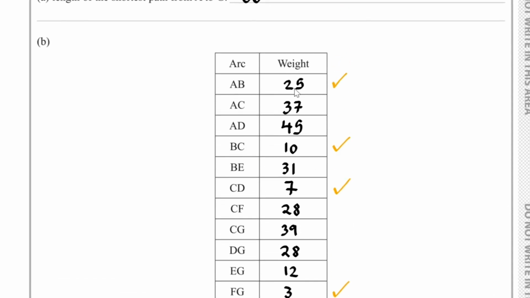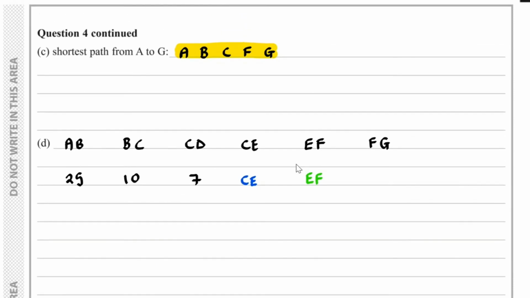If I use the others, I wouldn't get a minimum spanning tree. So here I add on 3. And if I add all these together, I know I get 80. Now, what we can conclude from here then is CE plus EF will equal 80 take away 3 take away 7, which is 70, take away another 10, that's 60, take away 25, so that's 35.